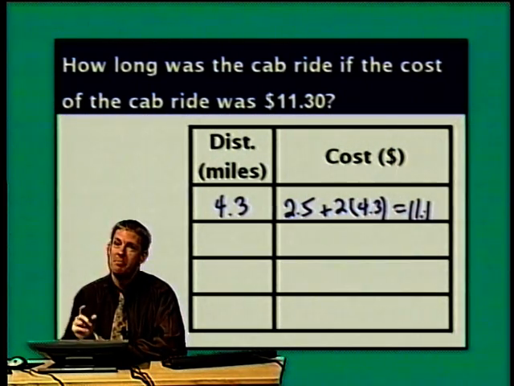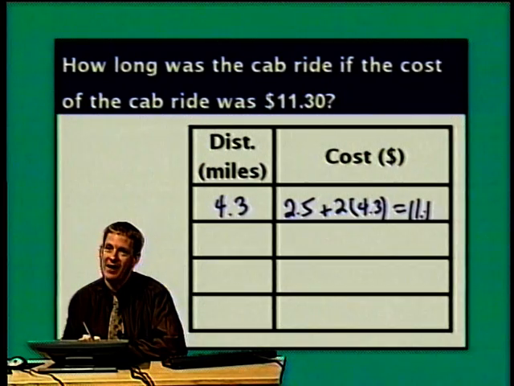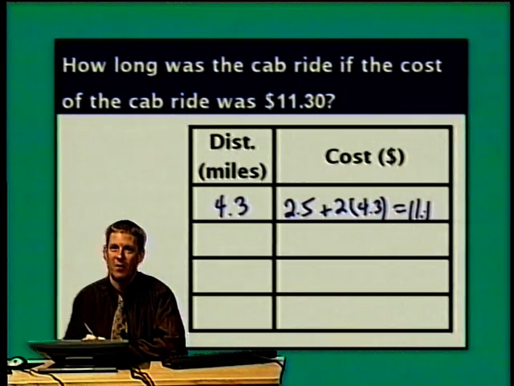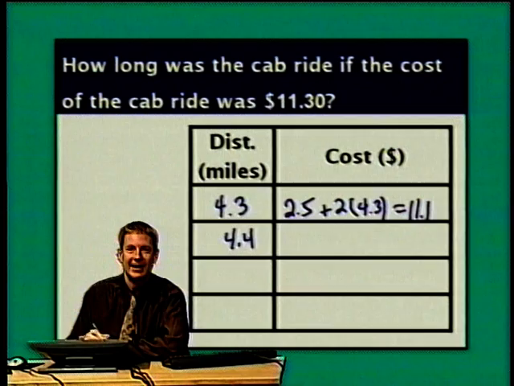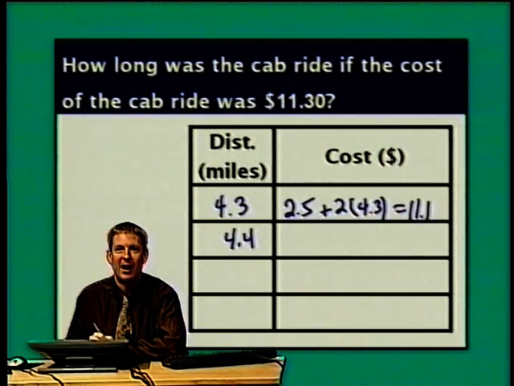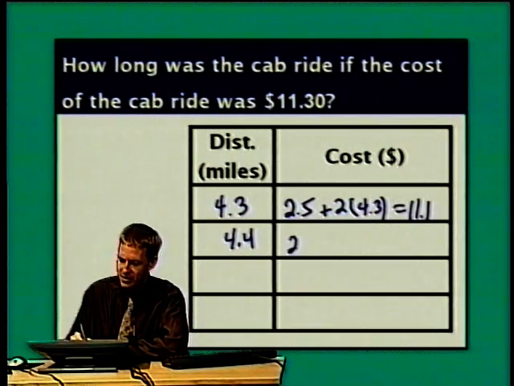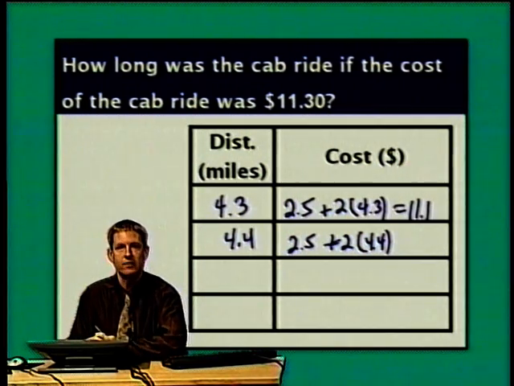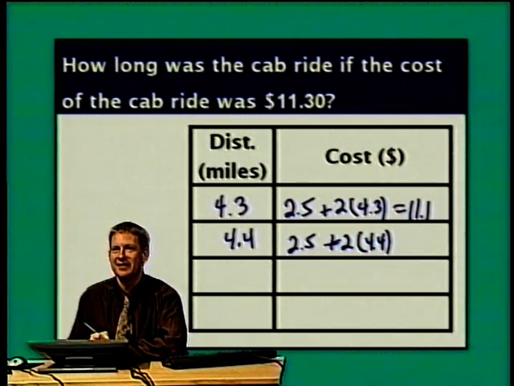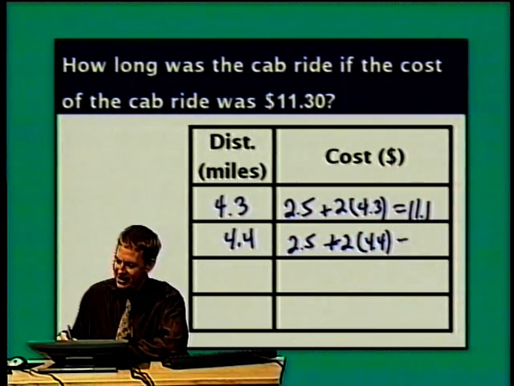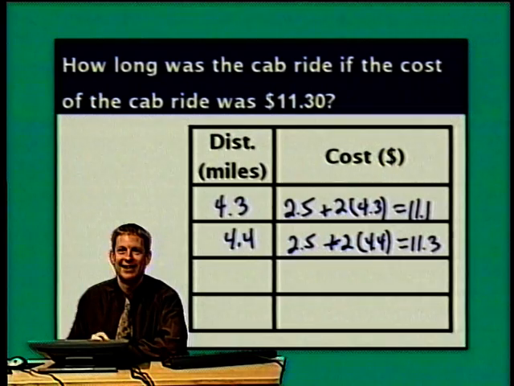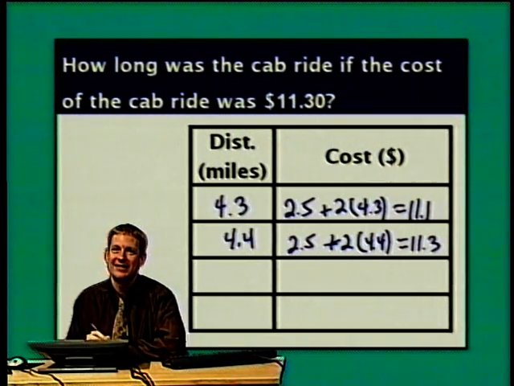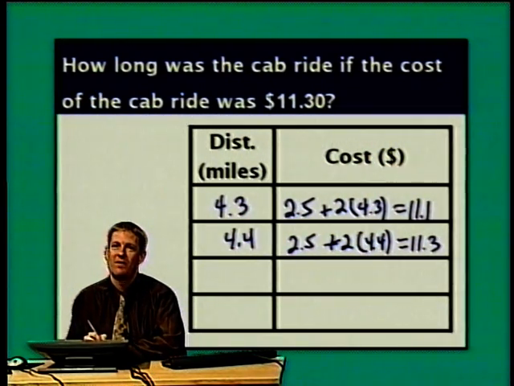And you know what? I would bet you that $11.30 cab fare that the distance is going to turn out to be 4.4 miles. If we make the distance 4.4 miles, the cost is going to be our $2.50 initial charge plus 2 times the distance traveled, which is now 4.4 miles. 4.4 times 2 is 8.8, and when we add 8.8 to 2.5, we, yes indeedy doodle, get 11.3, so the distance traveled, yes, was 4.4 miles.